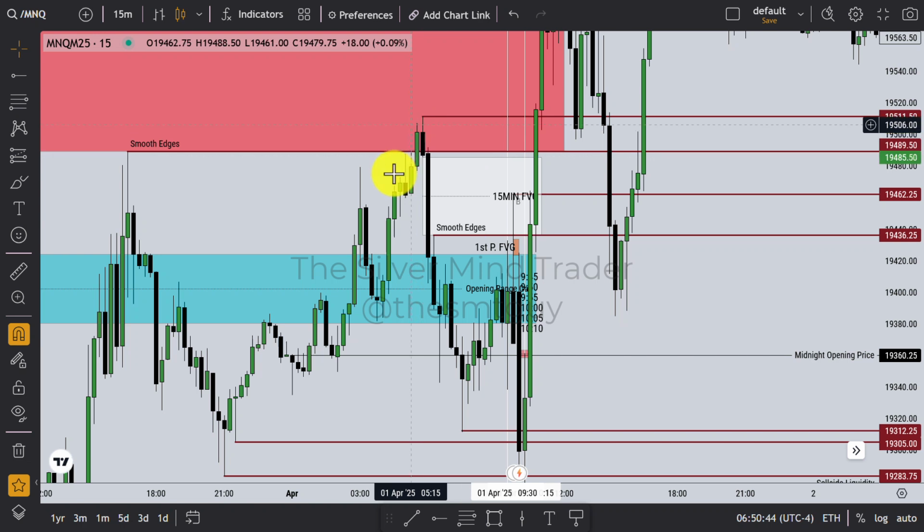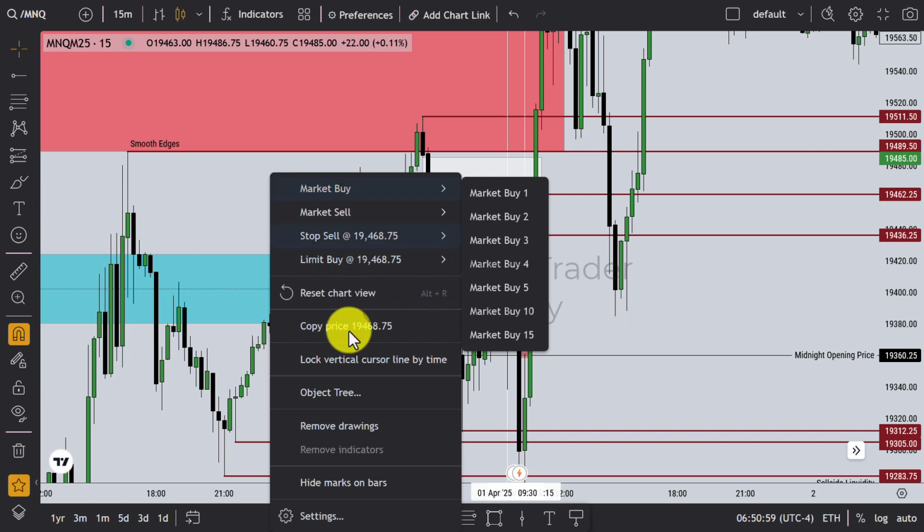So price rallies up, purges that liquidity, then does what? Breaks it down lower. Where's the nearest swing low? Over here. Is there any swing low here? No. Any swing low here? No.